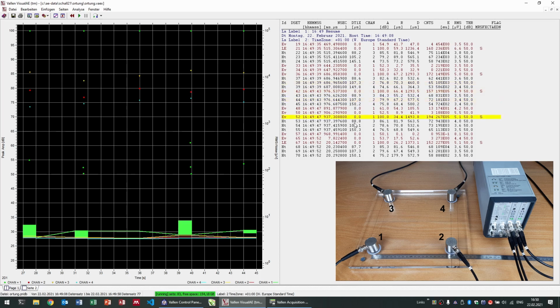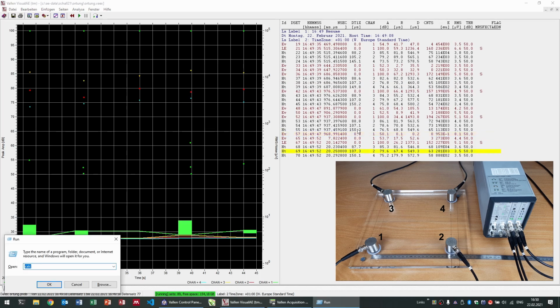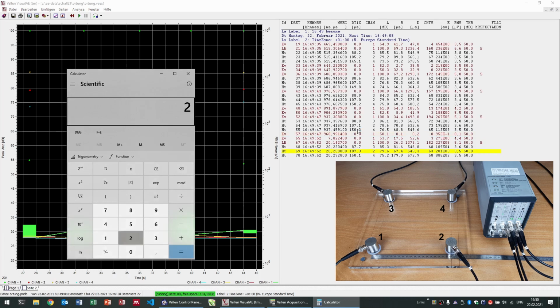The average propagation time differences are around 107 microseconds. With a sensor distance of 200 mm, this results in a sound propagation speed of 200 mm divided by 0.107 milliseconds, thus approximately 1870 meters per second.